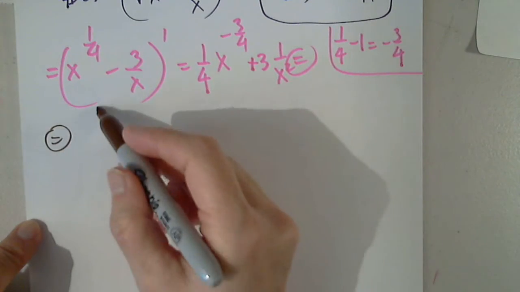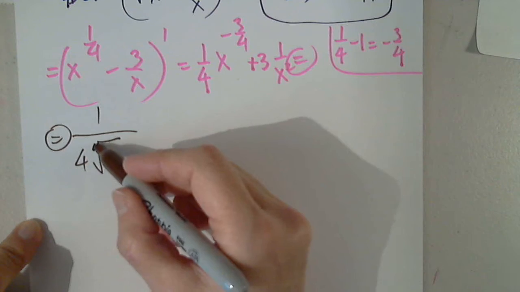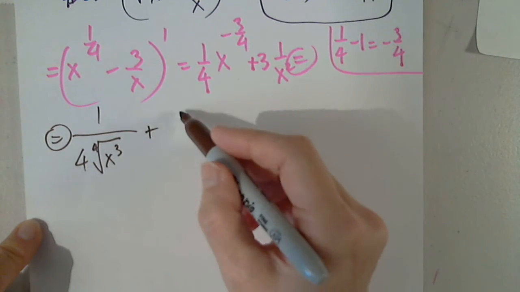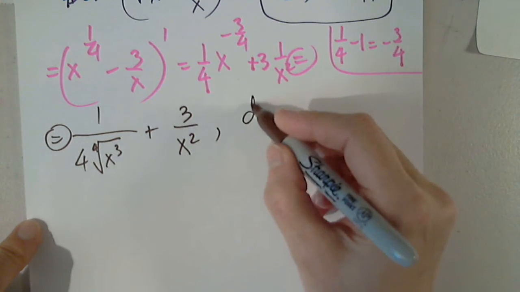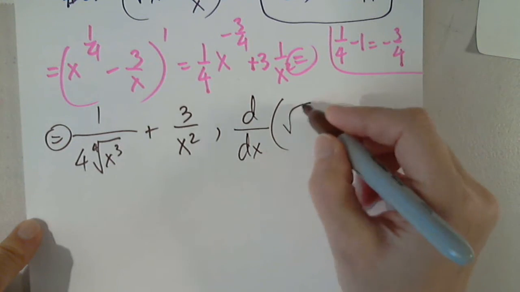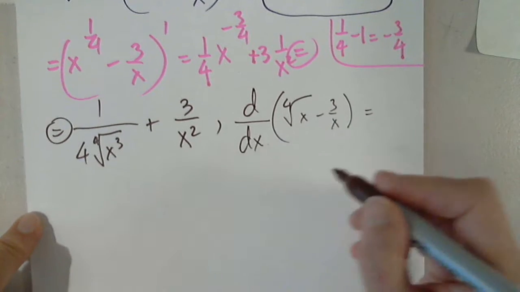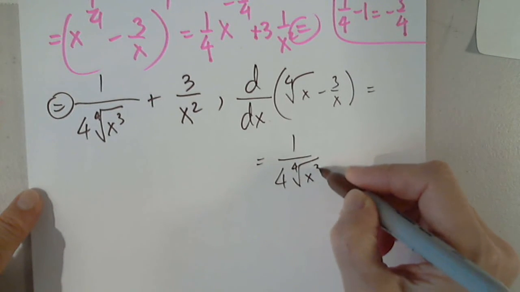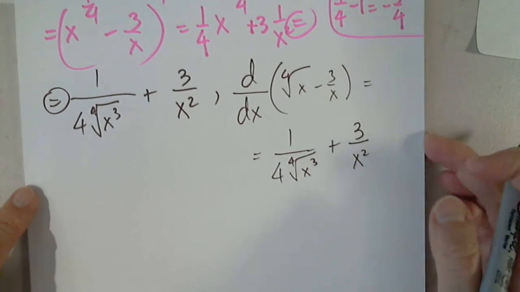Or rewrite it if you'd like, 1 over 4, and this is the fourth root of x to the third, and then plus 3 over x squared. Yes, you can also write it as d over dx of the fourth root of x minus 3 over x, which is the same thing, and it's still that. Same thing. 1 over 4, the fourth root of x to the third, plus 3 over x squared.